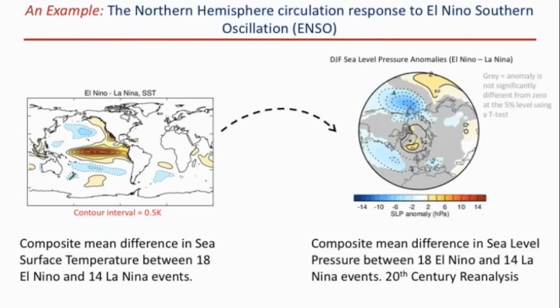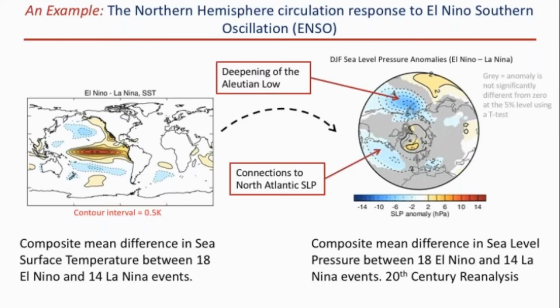And this is accompanied by sea level pressure anomalies over pretty much the whole of the Northern Hemisphere. So on the right here, you're seeing the sea level pressure anomalies that accompany El Nino events as compared to La Nina events. And this kind of gives us the canonical picture of how El Nino affects the large-scale circulation. In particular, it gives us this deepening of the Aleutian low here, and then there's kind of sea level pressure anomalies in the North Atlantic, reminiscent of the negative phase of the North Atlantic Oscillation.